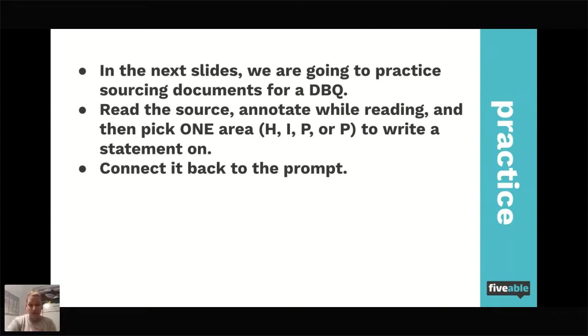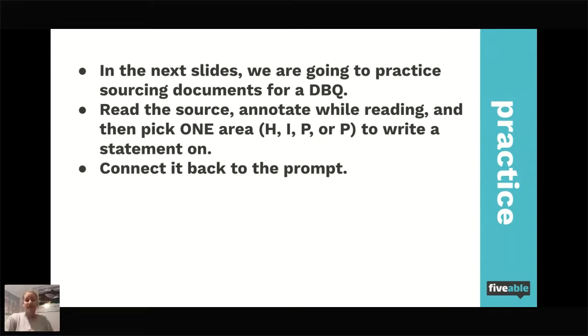We'll look at the sourcing line of the document. If you're doing this at home, you would be underlining, circling the things that stand out in the document. Before we jump into writing sentences, let's talk in comments about H, I, P, and P, which one we think is the most obvious.